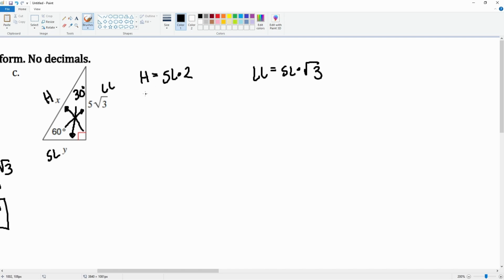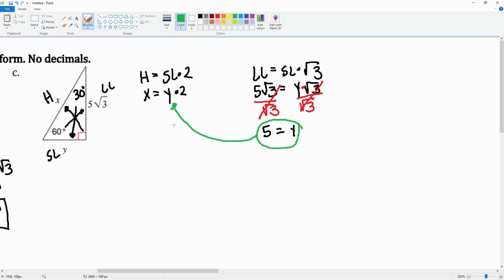Right, the hypotenuse was x, the short leg was the letter y, times 2. Long leg is 5 radical 3. Short leg was the letter y times radical 3. All right, this is attached via multiplication, so let's divide by radical 3 on both sides. The radical 3 divided by radical 3 cancels on the right, also cancels on the left too, leaving you with just 5 is equal to y. Now that we know what y is, we can just plug it back in here. This becomes the number 5. So x is equal to 5 times 2, so x is equal to 10.